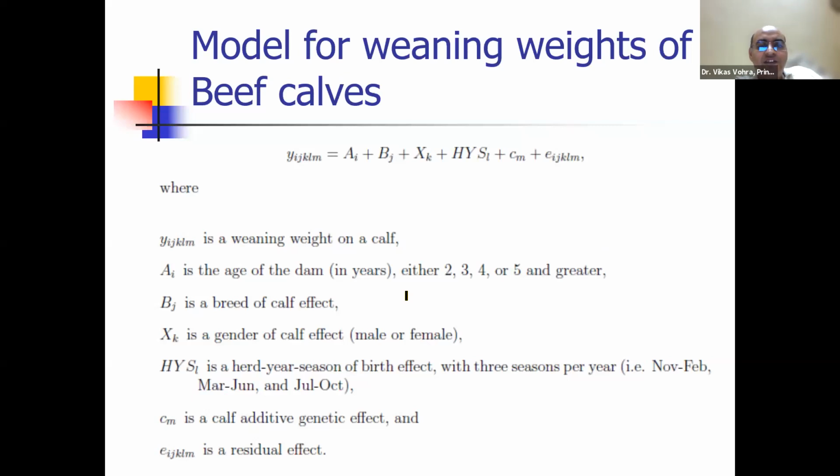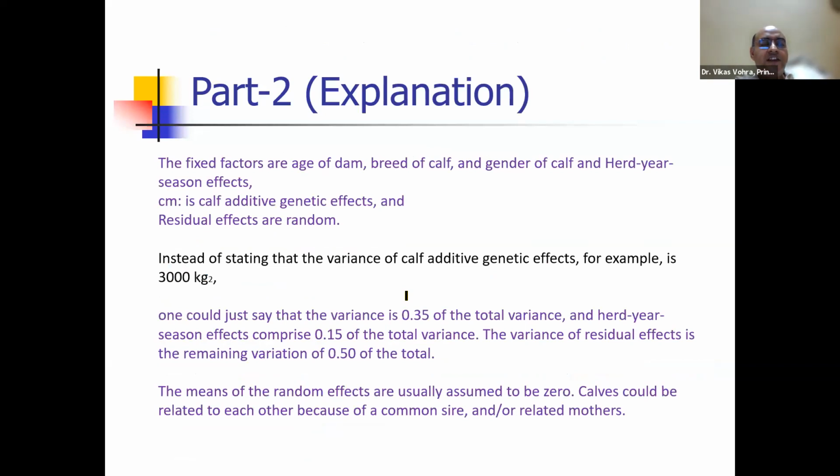So A is the age of the dam, B is the breed of the calf, X is the gender of the calf. Here the gender will be a binomial, either male or female, and herd year season is also a fixed effect. That means in which year, which season the calf was born, and in which herd it was born if there are multiple herds involved. And the additive genetic effect is random in nature, and the residual is also random. So this was the model.